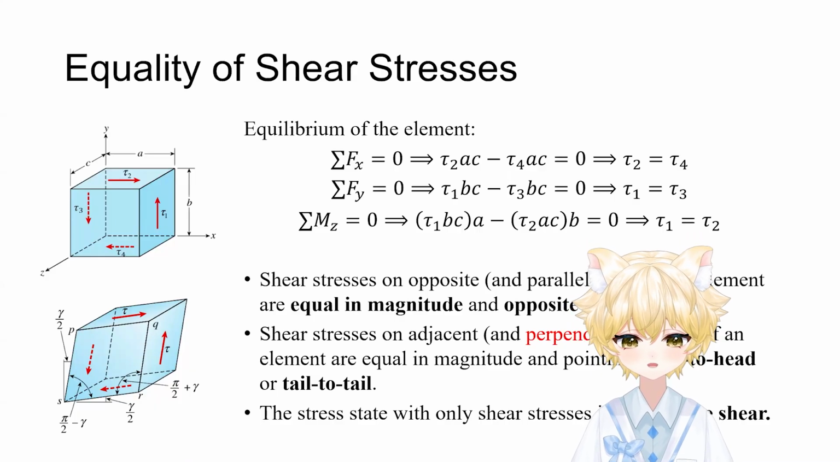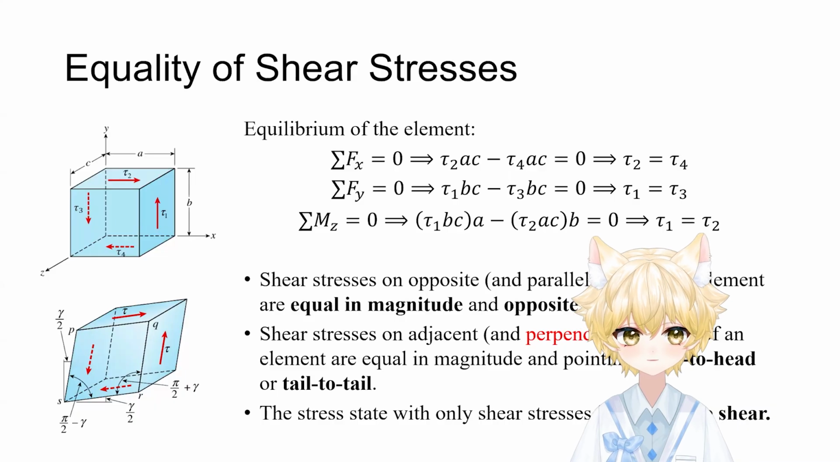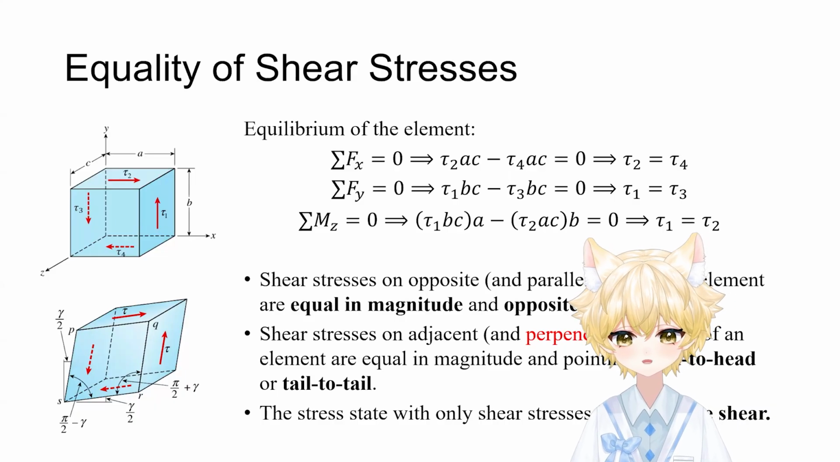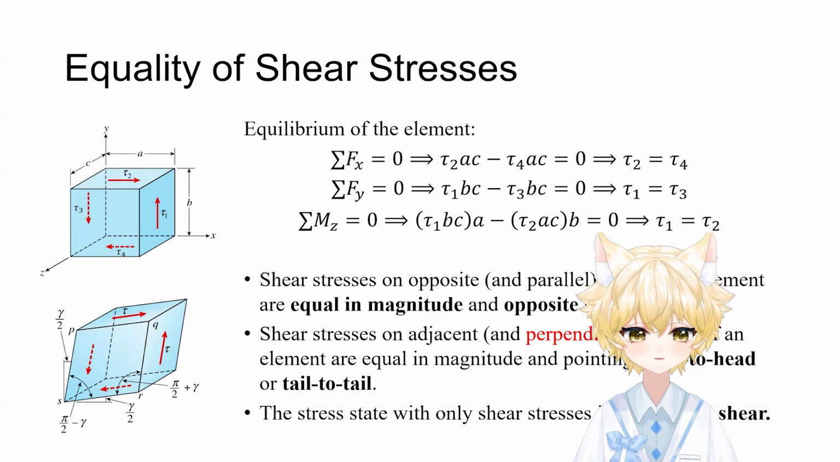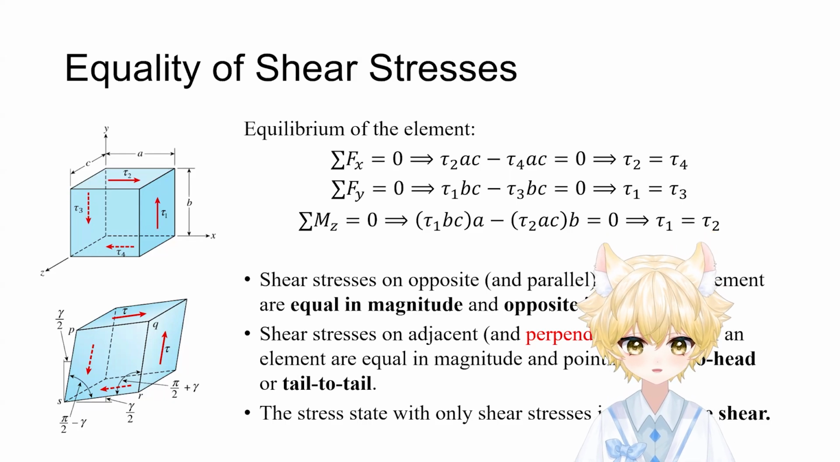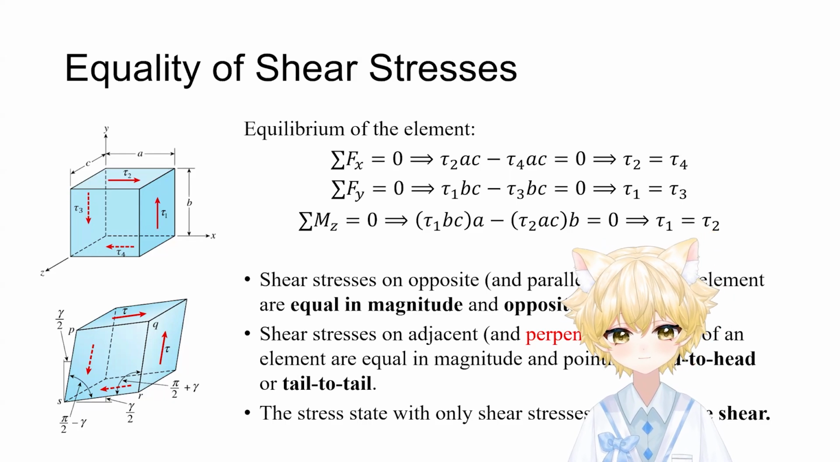The arrows are head to head or tail to tail, because you need a counteraction to balance the moment generated by one pair of shear forces, right?